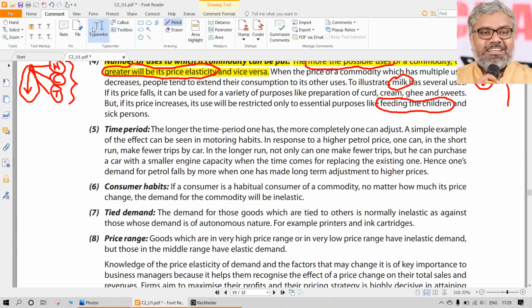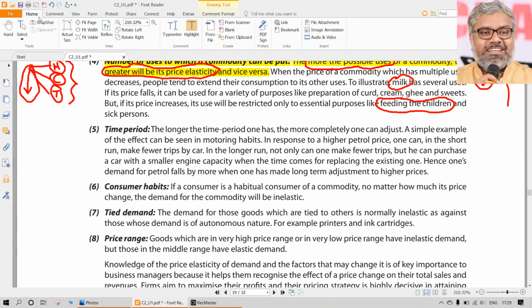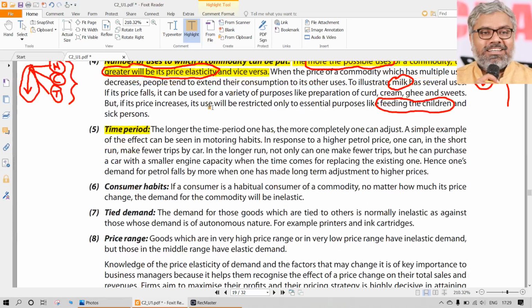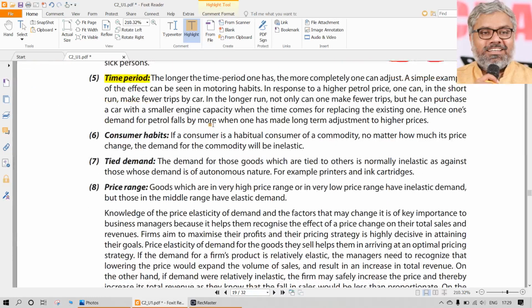In the same way, if the product can be used for multiple uses, alternate uses, then the price elasticity of such a product will be higher. If a product does not have much of alternate uses, then the price elasticity will be lower. Then the next one, time period. This is one more general factor. We cannot really take it as an actual technical factor, but because it is there, let us just go through that.